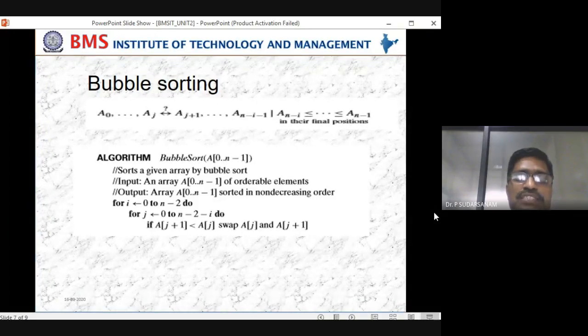So j is equal to 0 to n minus 2 minus i do. If a of j plus 1 is less than a of j, then swap a of j, a of j plus 1. So you are swapping those two values. This is what you have to do. Now for this requirement, whatever input values are required, you have to write the main program, pass the elements 0 to n minus 1, then sort, then print the values.